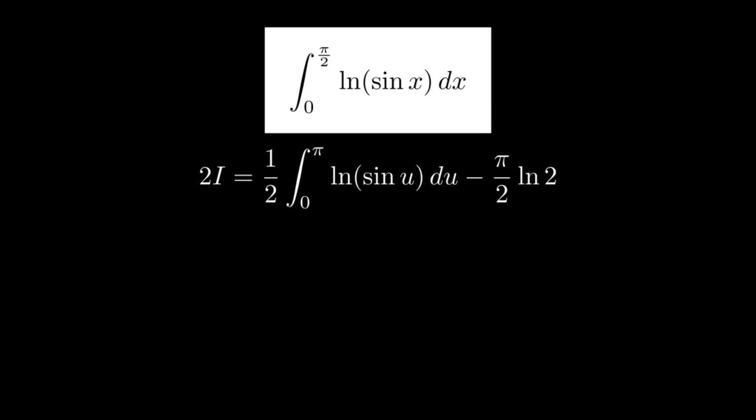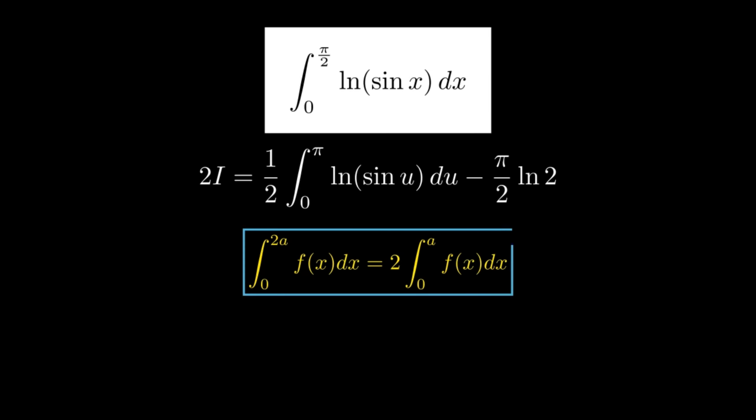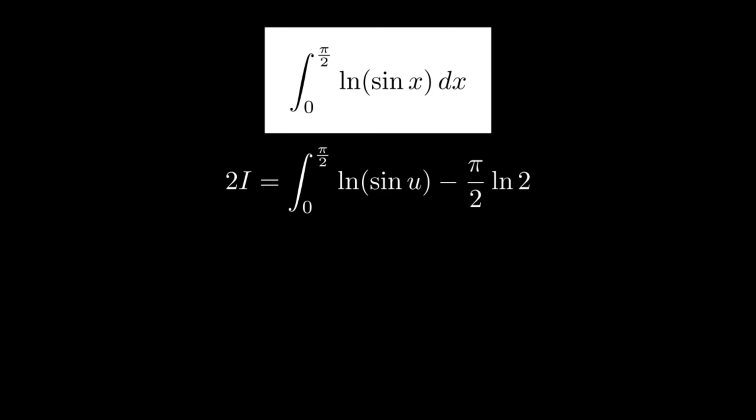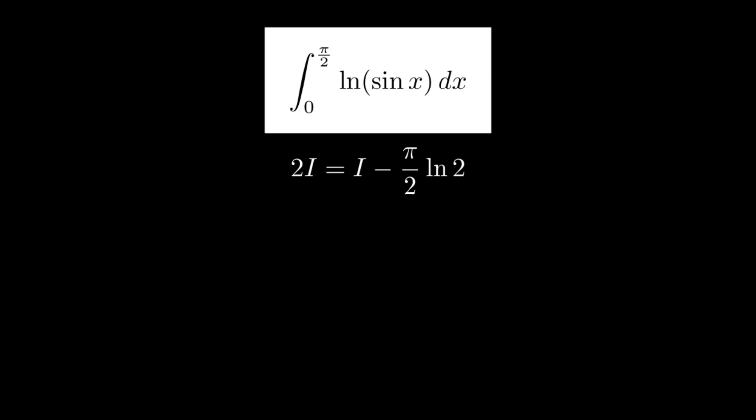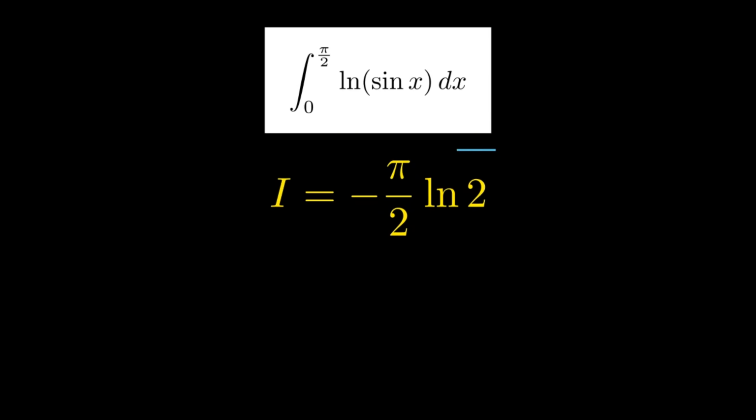Notice that this integral from 0 to pi of ln sin u is exactly twice the integral from 0 to pi by 2. Now here, again this becomes the original integral I. Subtracting I from both sides gives us this, which is the value of the integral is equal to minus pi by 2 ln 2.